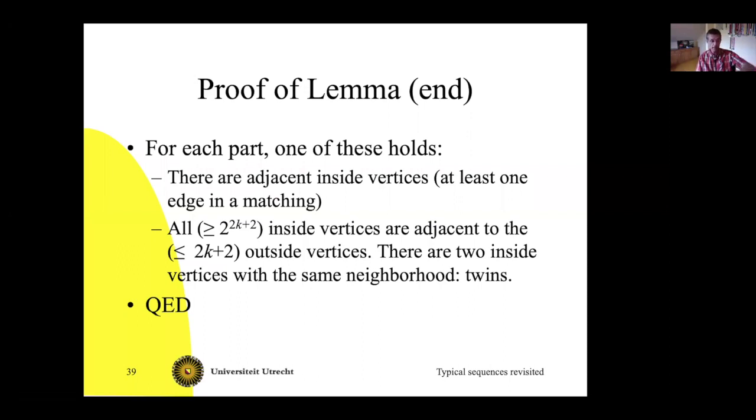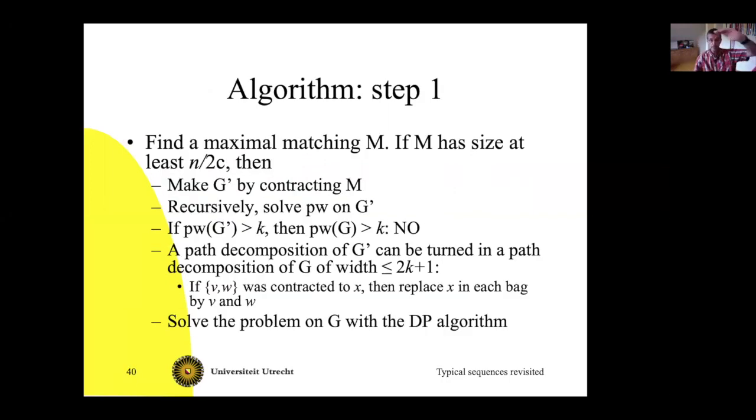So now we can make this algorithm in the following way. We basically follow the steps from the theorem. We first find the maximal matching. And if this maximal matching has size n divided by 2c, I'm building a new graph by contracting all the edges in the matching. So I have now a smaller graph, and I recursively use the same algorithm to solve path width on this smaller graph. Now, if this algorithm tells me that this smaller graph G prime has path width more than k, then also the path width of the graph itself is larger than k, and so the answer is no.